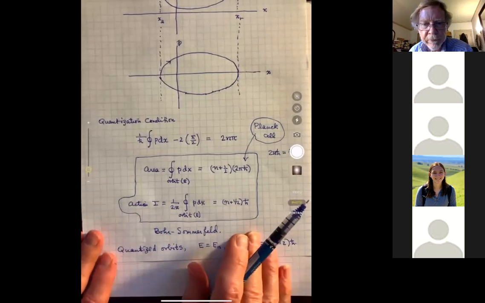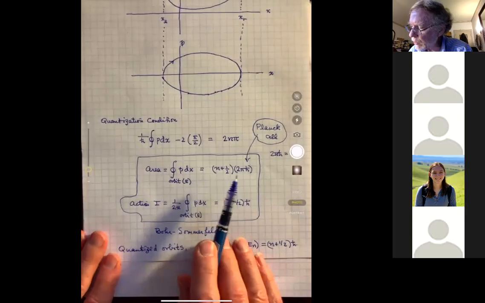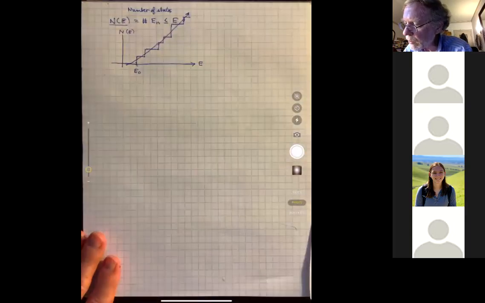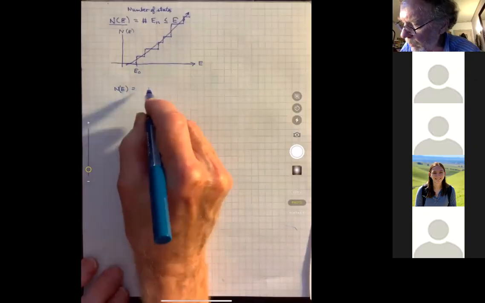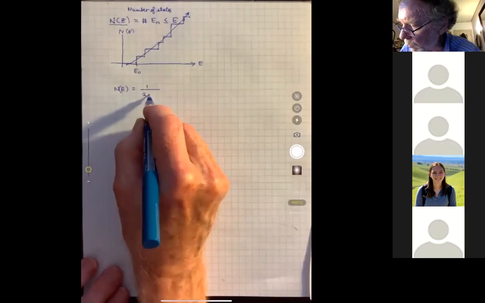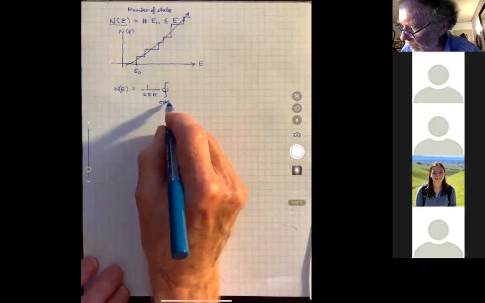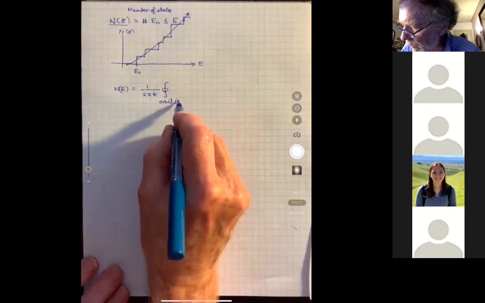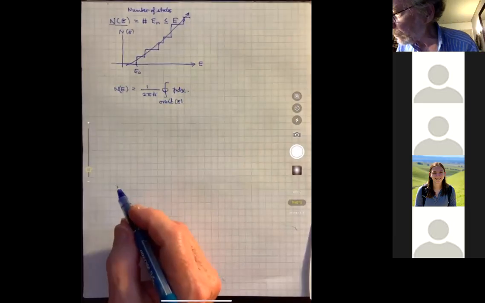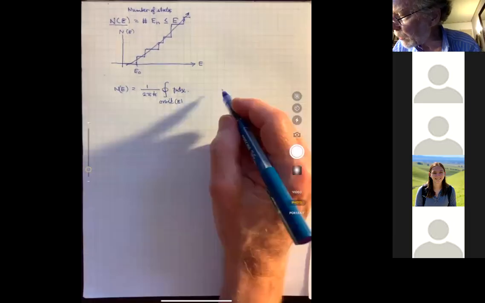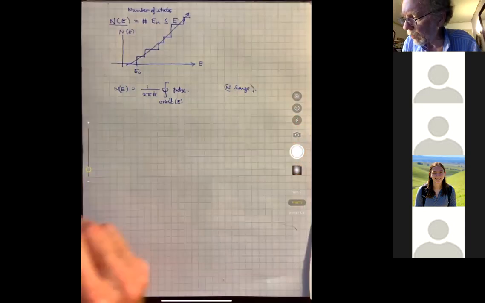Yes, was there a question? Okay, so each quantum state occupies an area which is a single Planck cell. And so what this tells you then is the number of states N of E is equal to the area of a Planck cell, which is 1 over 2 pi h bar, times the integral around the orbit, where the orbit has energy E. This is a classical orbit now, of p dx, like so. And this is valid when n is large, because we're ignoring the 1/2. This is an asymptotic formula.